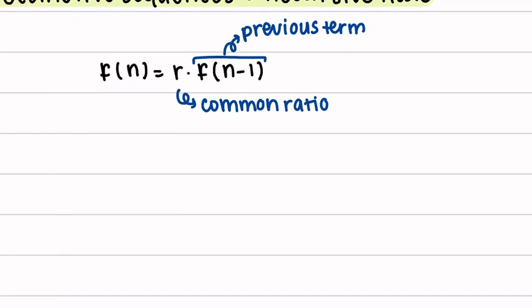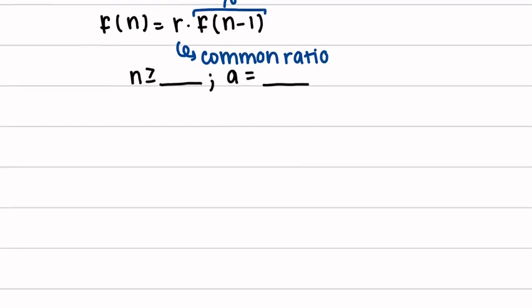We also have to add in here that when we write this form, we then write where n is greater than or equal to some value, and we say what the initial value is. A is equal to some value. This will make sense in just a moment when we look at an example.